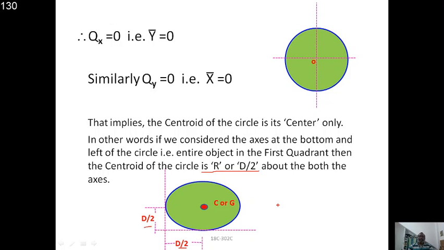Generally, from the ESET point of view also, while they are asking about the centroid of a circle, please observe which reference they are using, whether they are terming it as a first quadrant or they are making the reference axis at the center. If the center of the circle is the reference axis, then your centroid is 0 comma 0. If they are asking at the left or bottommost point, or the origin of the normal quadrant axes, then the centroid of a circle is the radius, or half of the diameter.